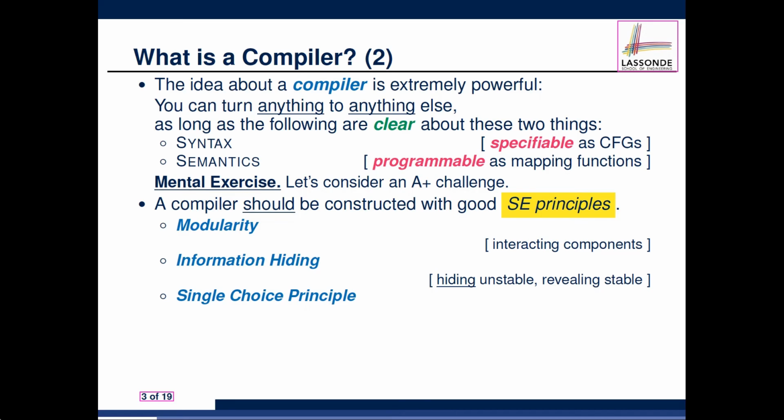So what you should have done is to define that method as a helper method. Whenever you want to use it, call the helper method. That's basically the idea, right? Single choice principle.